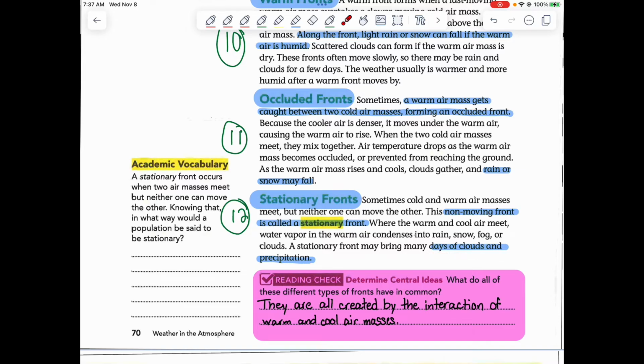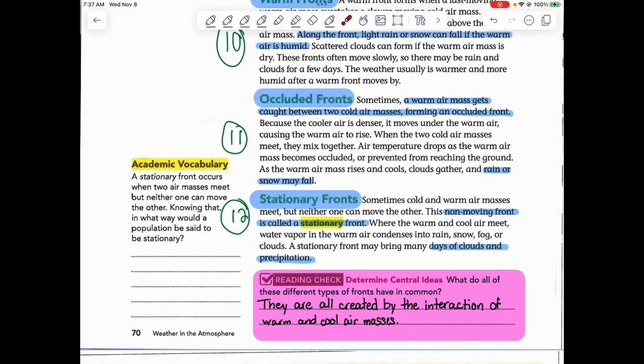Okay. Also on this page, we did have our reading check. It said, what do all of these different types of fronts have in common? You're welcome to change your answer if you need to. The correct answer is they are all created by the interaction of warm and cool air masses. So when we talk about interaction, it's about those warm and cool air masses running into each other or doing something, getting stuck together. That's what we're looking for when we talk about that.